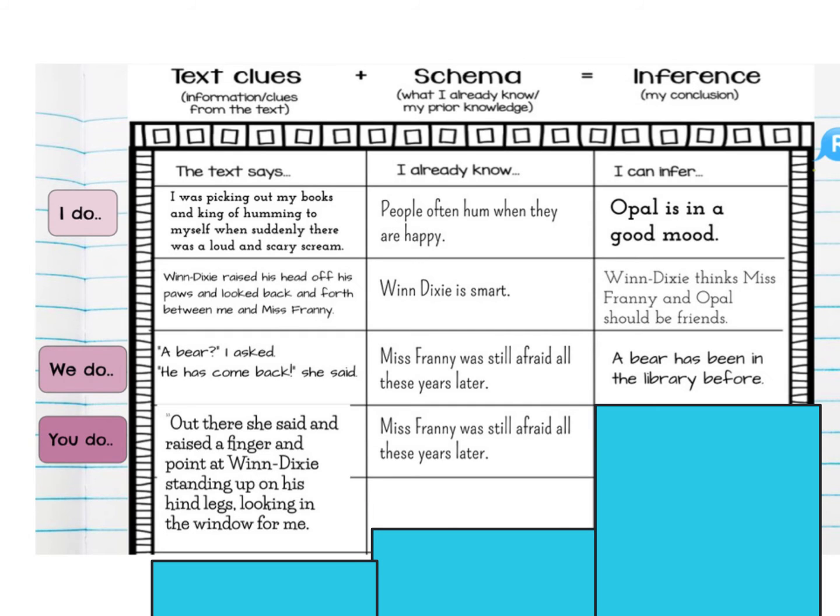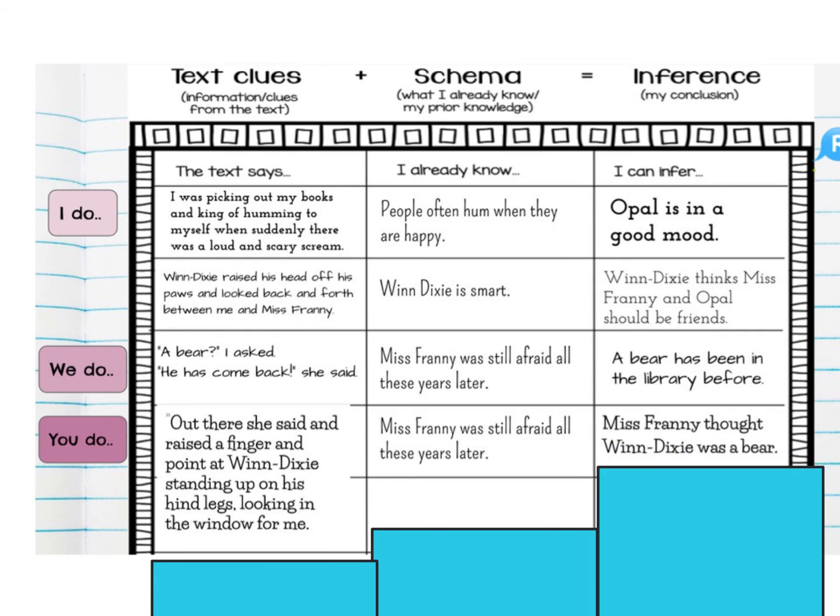She's telling her, it's okay, it's just my dog out there. Well, I already know that Miss Franny is afraid. She's still afraid, even though she doesn't realize it's just a dog. So, Makai, that leads me to an inference that Miss Franny thought Winn-Dixie was a bear at that moment in the text. The author did not tell me that.